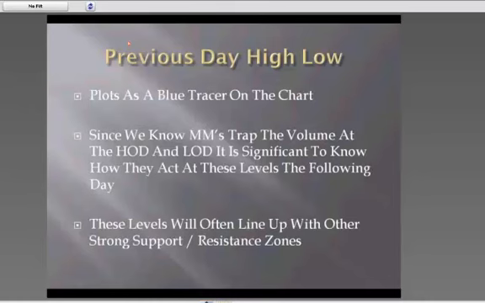Since we know market makers trap the volume at the high and low of the day, it's significant to know how they act next to these levels the following day. These levels often line up with other strong support and resistance lines or zones. What am I talking about? How about a light blue tracer, M1 and ADR low?